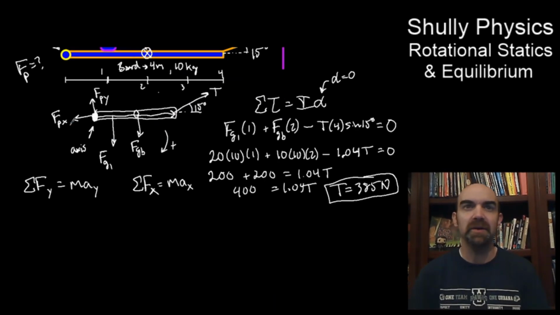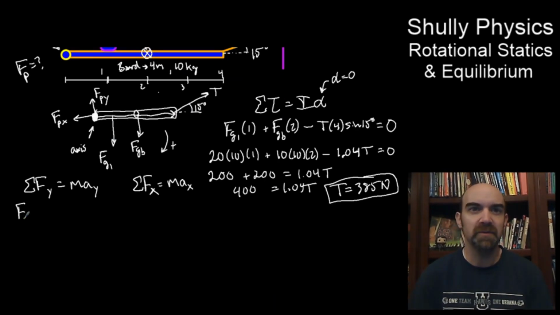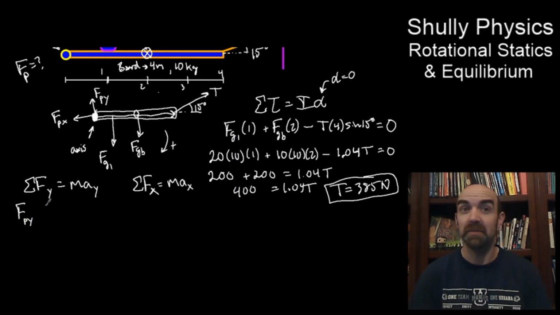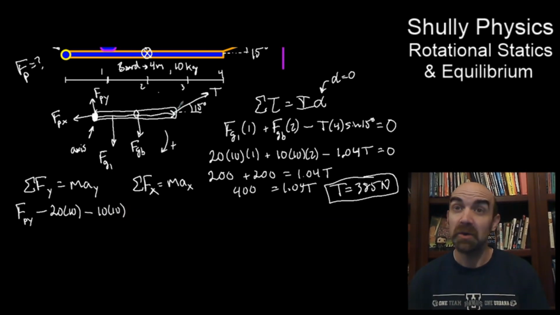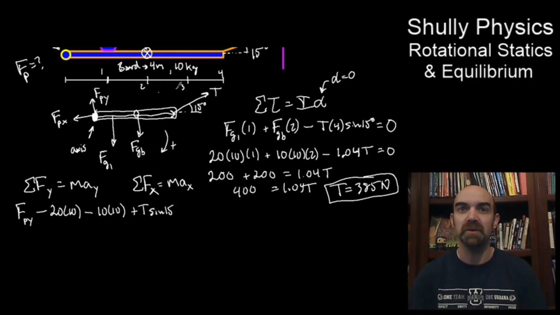All right, in our y direction, we're going to have the pivot's y component going up. We've got 20 times 10, the weight of that 20 kilogram object going down. We've got the weight of the board, 10 times 10, going down. And going up is T sine 15, that vertical component of tension. All that equals 0, acceleration times mass.